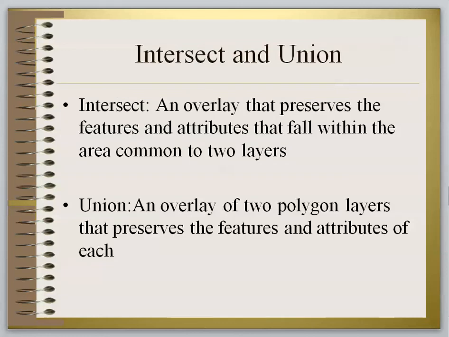Now, moving on, intersect and union. Intersect, an overlay that preserves the features and attributes that fall within the area common to two layers. And union, an overlay of two polygon layers that preserve the features and attributes of each.